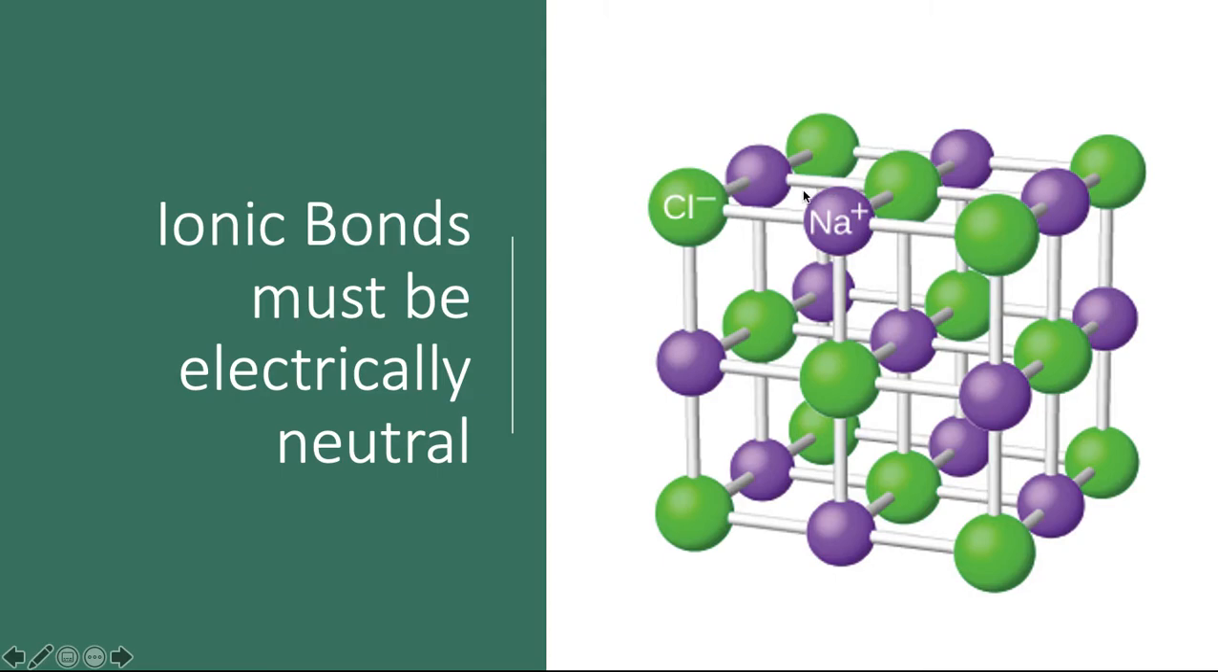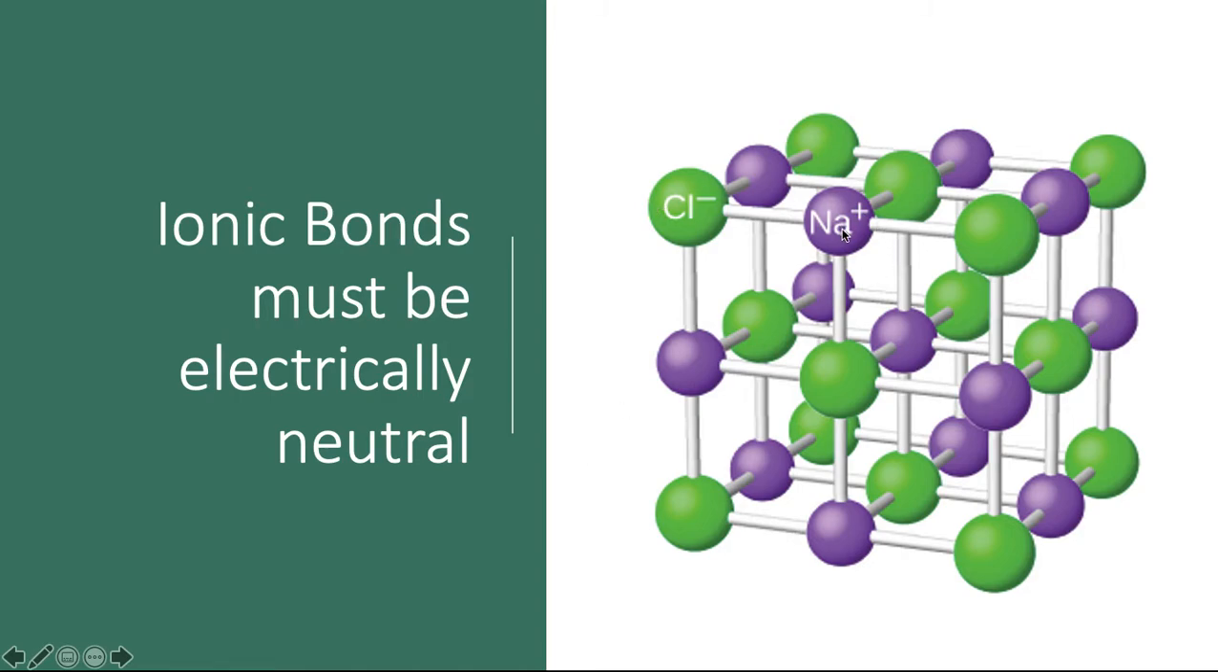They must be electrically neutral, which means that I have to write the formula for the compound in such a way that my total positive charge has to equal the total negative charge. In this case, as you see here, in the crystal of sodium chloride, I have a sodium ion bonded to each chloride ion in turn.